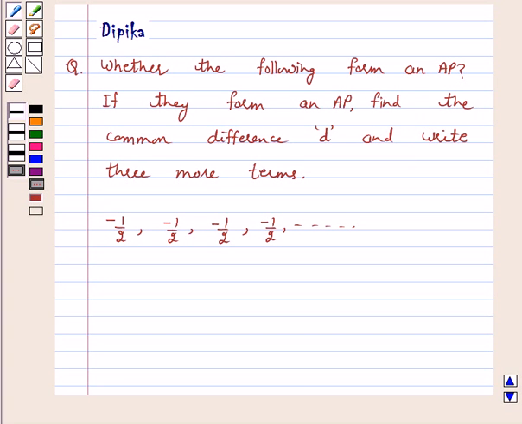I am Deepika here. Let us discuss the question: whether the following form an AP. If they form an AP, find the common difference d and write three more terms: -1/2, -1/2, -1/2, -1/2, and so on.